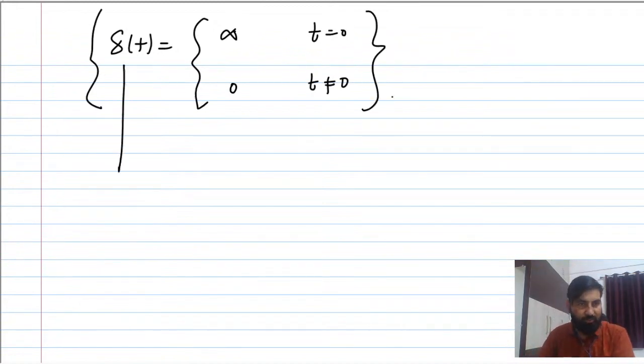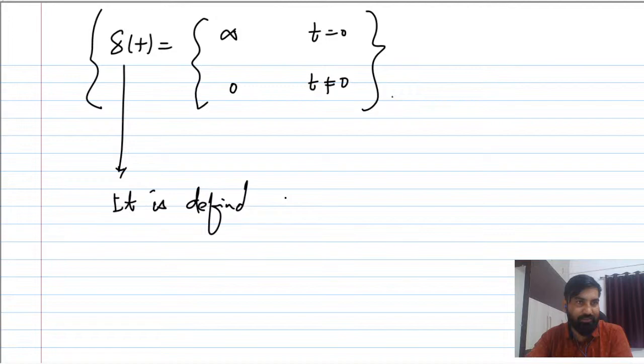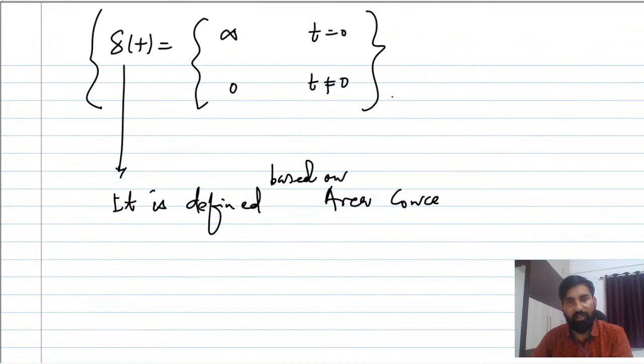And the impulse function is always defined based on the area concept, right? It is defined based on the area concept, or you can say the area under the curve. So what is the area under the curve?